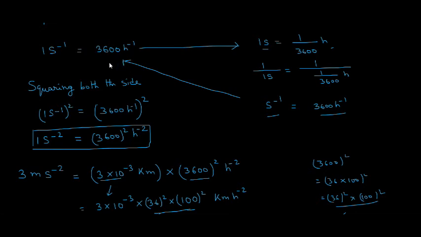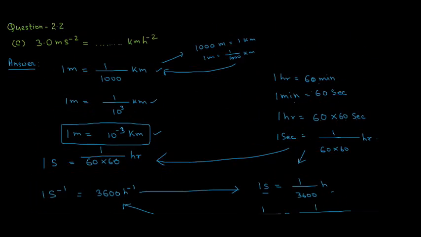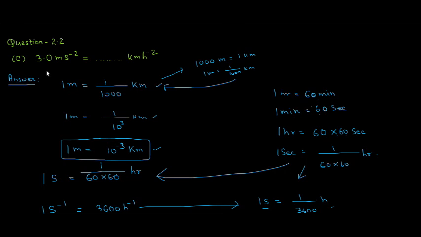From here, squaring both the sides, we have squared both the sides. So 1 second to the power minus 2 is equal to 3600 square h to the power minus 2. Now in the question we are given 3 meter per second square. So let us see the question again. In the question it is given: 3 meter per second square is equal to how much kilometer per hour square. Fine.